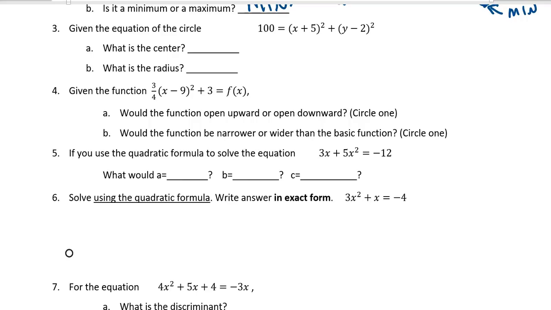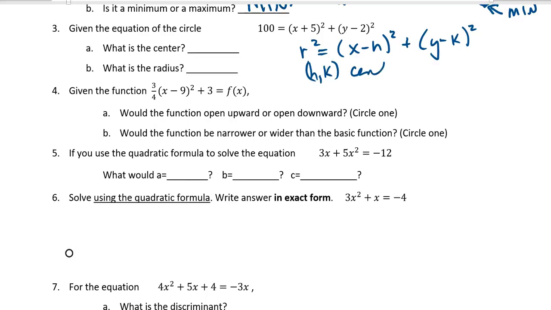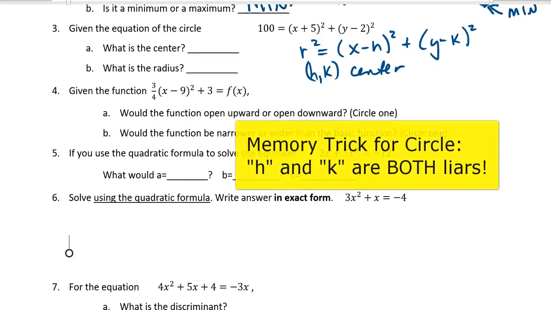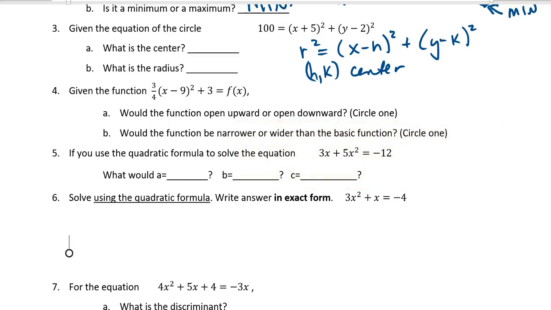Our next equation asks us to find the center of a circle, and they give it to us in standard form. And we know that standard form is r squared is equal to x minus h squared plus y minus k squared. Now, hk is my center. This is different than quadratics. On this one, you have to remember that h and k are both liars. So whatever you see is going to be the opposite. So in our case, our center is going to be negative 5, 2.